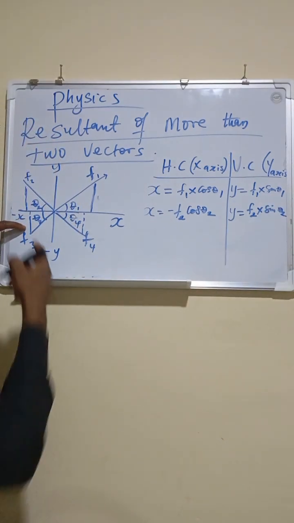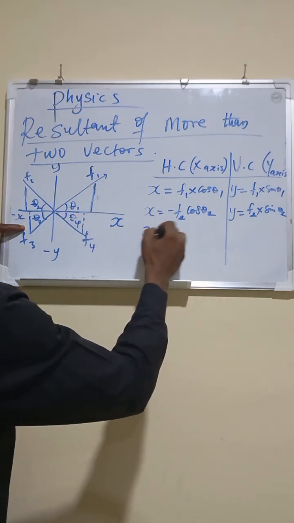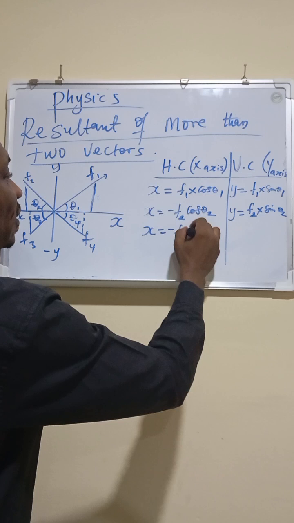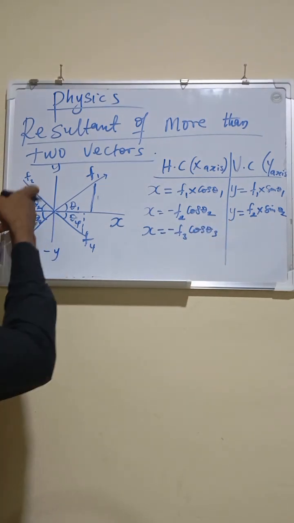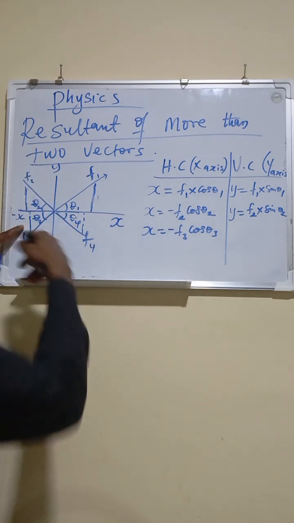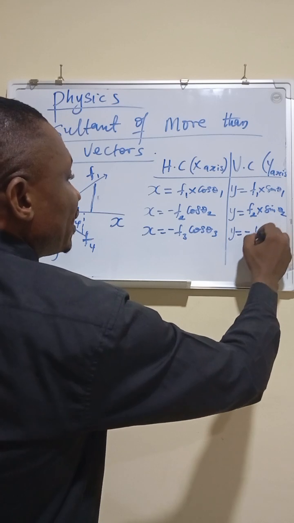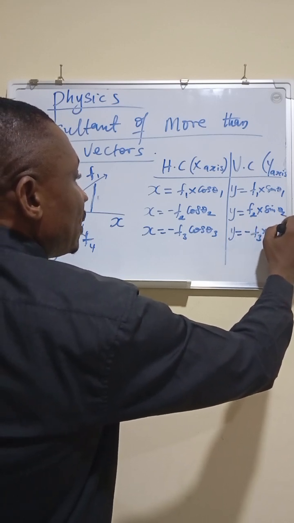Coming down here, x is still negative because we are using this to resolve it. So x equals minus F3 cos theta 3. When you come to this side, y is also negative. So y equals minus F3 times sine theta 3.